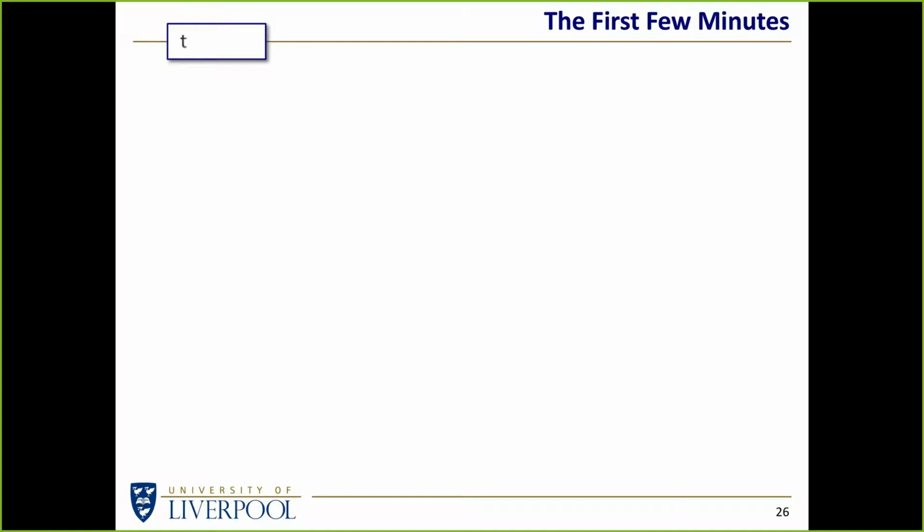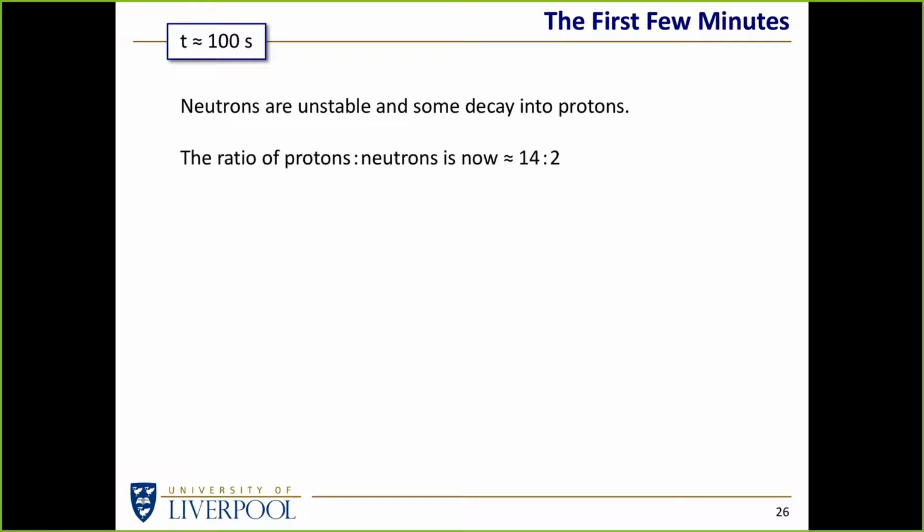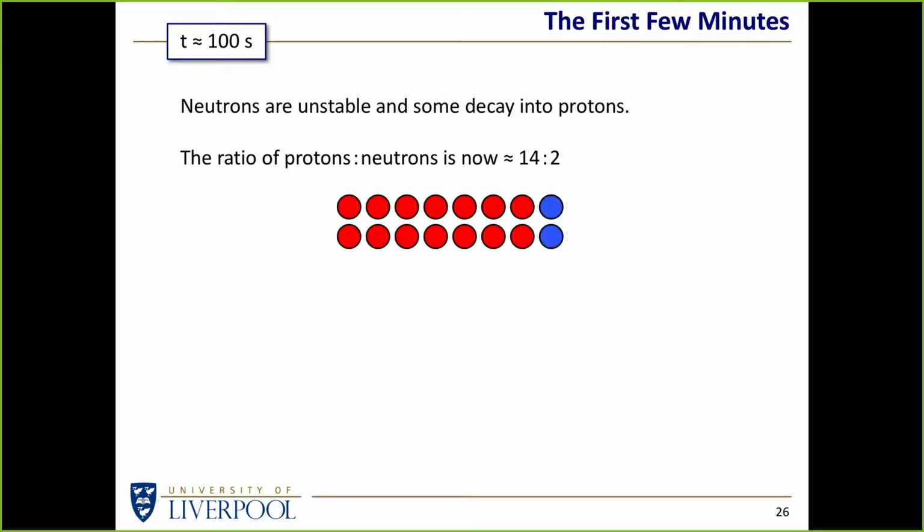If we move forward to something of order a couple of minutes or so, we know that neutrons are unstable. We know that neutrons can decay into protons. We see that again in the laboratory. We know it happens. There's no reason to assume it doesn't happen in the early universe. So the ratio of protons to neutrons now changes slightly. Instead of what we had before, when 3/4 were red and 1/4 were blue, now we have the ratio of 14 to 2. 14 protons for every 2 neutrons, simply because some of them have changed.